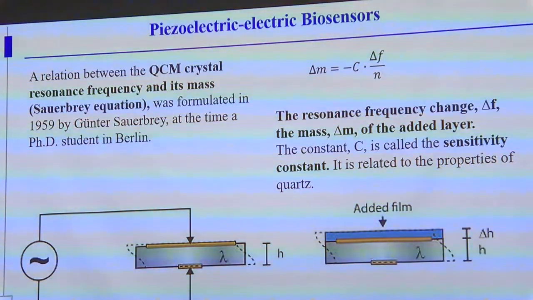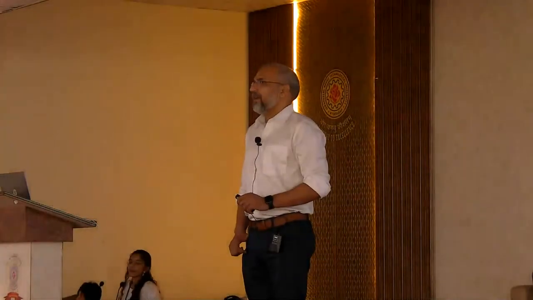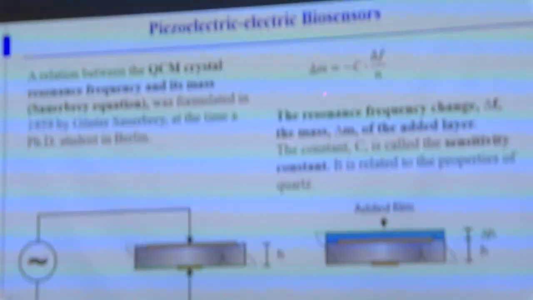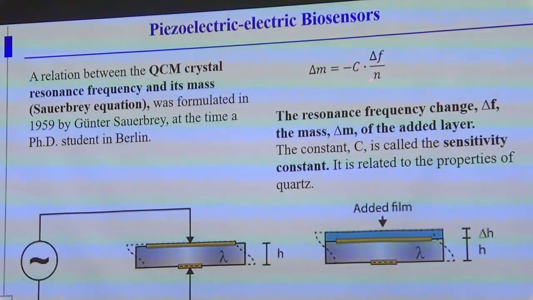found out in 1959 by Sauerbrey, and the name of this equation is the Sauerbrey equation. He discovered this when he was a PhD student, so that was a great work by that student. The formula is delta M equals minus C multiplied by delta F divided by N. Here the resonance frequency change is delta F, the change in the mass is delta M, and C is a sensitivity constant related to the properties of the quartz.